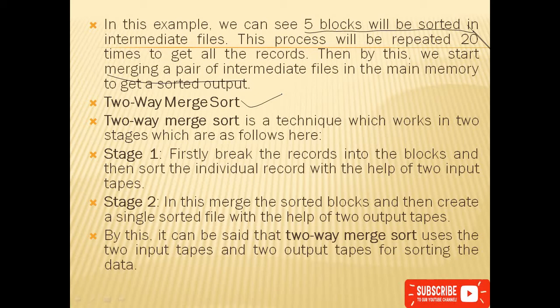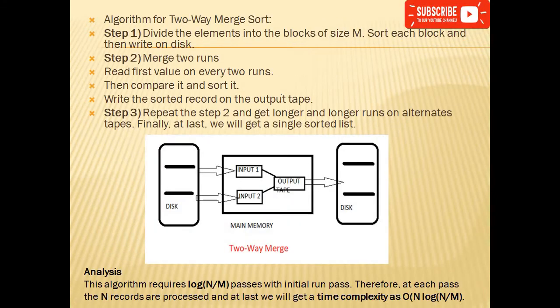In stage 2, the merging process goes on. In stage 2, we merge the sorted blocks and create a single sorted file with the help of 2 output tapes. So we also have 2 output tapes. With the help of these 2 output tapes, we'll merge the files and get one final file. So this is about two-way merge sort.